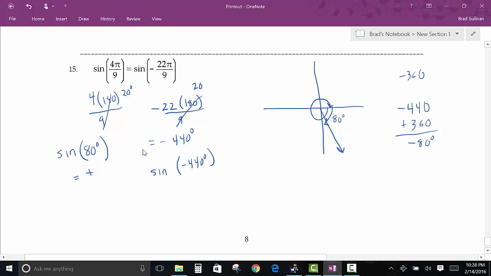Okay, so the idea is, the sine of 80 is quadrant 1, so that's positive. Now this one ended up being in quadrant 4. And since the sine's y over r, if you're in quadrant 4, y is negative, r is positive, so you get a negative value. So that is not going to have the same value because it's in a different quadrant where the sine has a different sign. So the answer to that problem is going to be false.